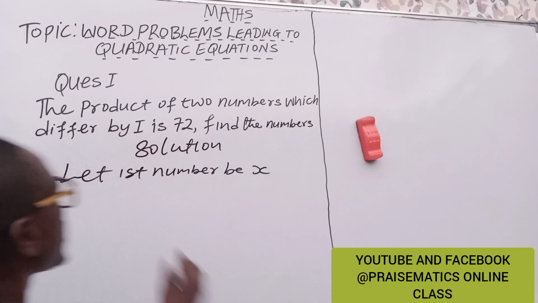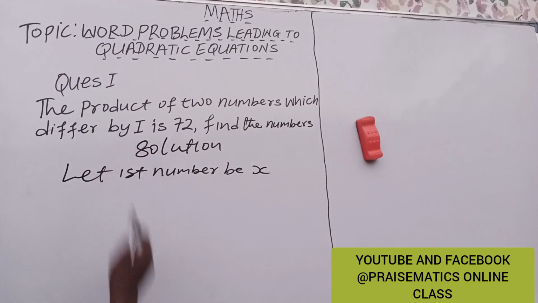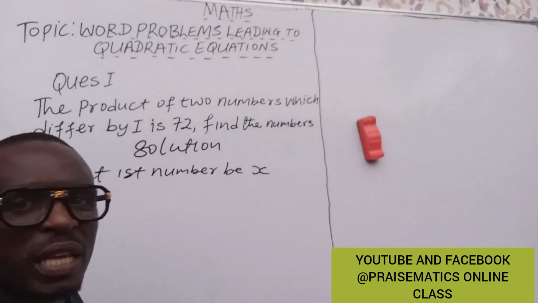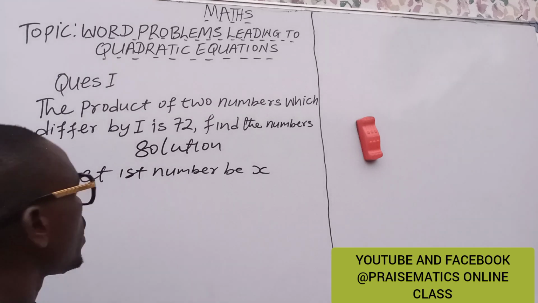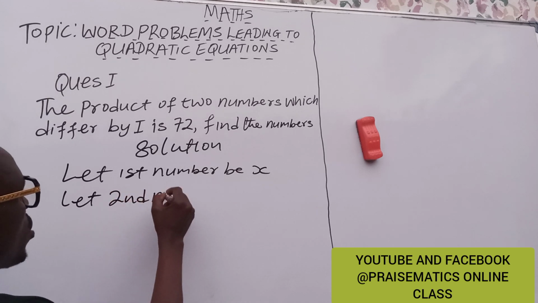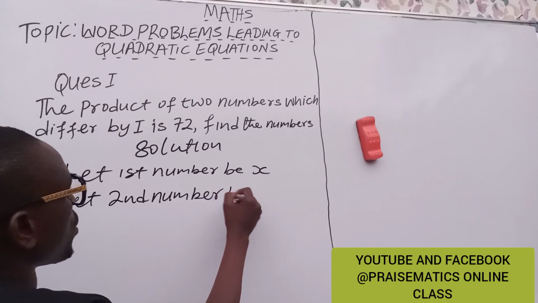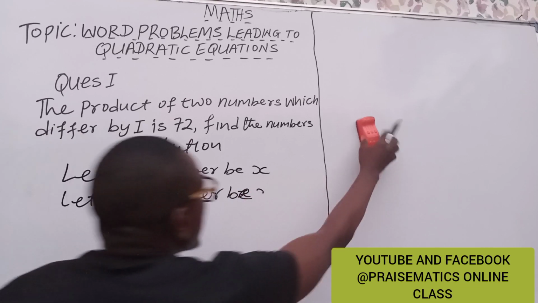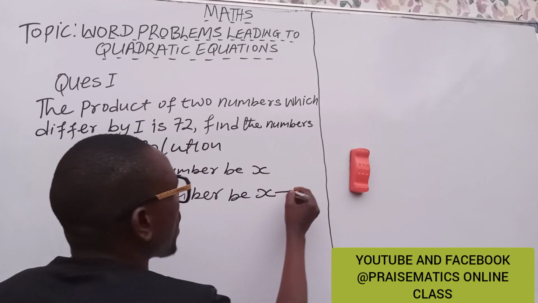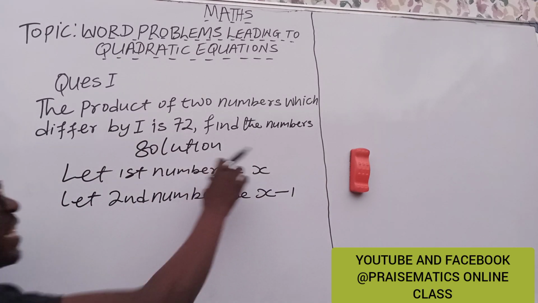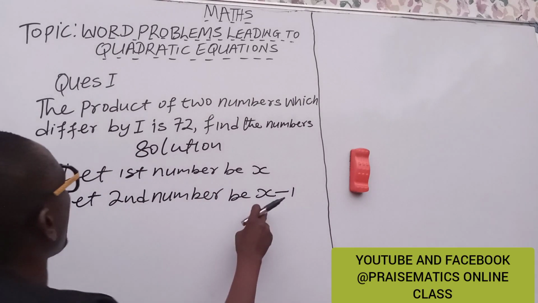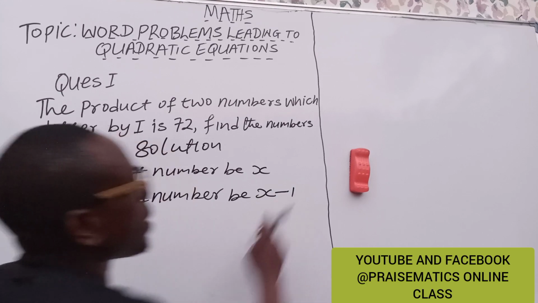Now, the question says, which differ by 1. When you hear differ, it means the difference between them. That is minus. So let the second number be X, the same X which is the first number, minus 1, because the difference is 1. So the second number is X minus 1. So that is it.